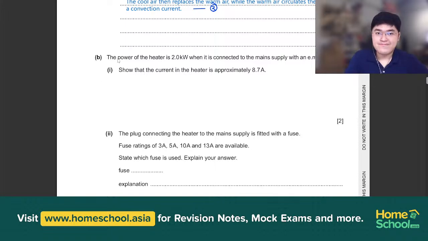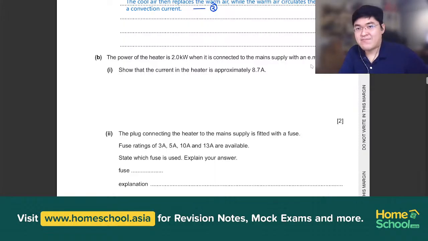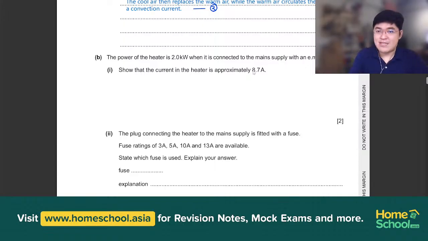Okay, so part B. The power of the heater is 2.0 kilowatts when it's connected to a mains supply with an EMF of 230 volts. And for part 1, we are to show that the current in the heater is approximately 8.7 amperes. So the answer is already given to you. We just need to prove that it is 8.7 amperes. So 2 kilowatts, 230 volts.